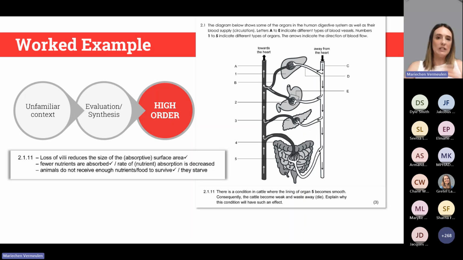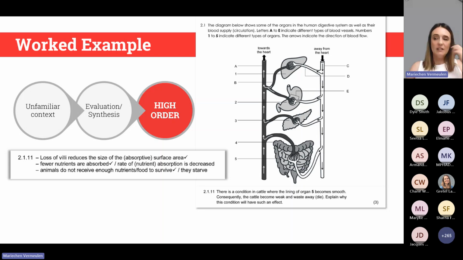So I think we can all instinctively feel this is a higher order question, because this is clearly an unfamiliar context, right? It's a disease state that learners were not taught explicitly in class, and they have to recognize organ 5 as the small intestine. They have to remember that it has a villi lining on the inside, understand the function of that villi, and then its significance in the absorption of nutrients, evaluating that then in the light of this disease's symptoms.